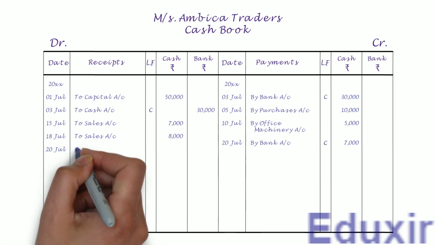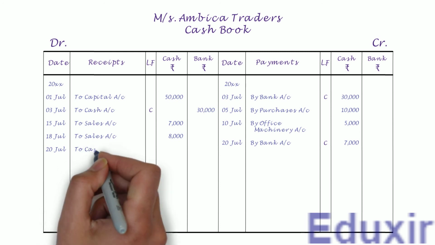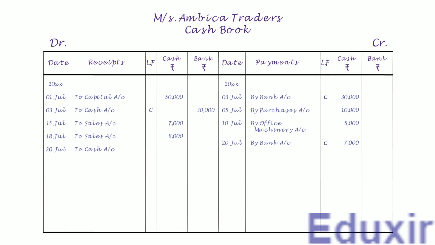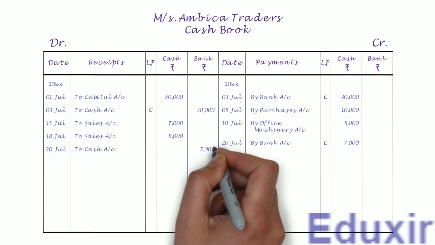Let us then record the cash account in the receipts column of the cash book. Let us then record the debit amount of 7,000 rupees in the bank amount column.